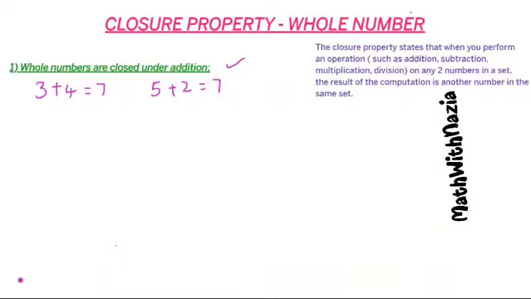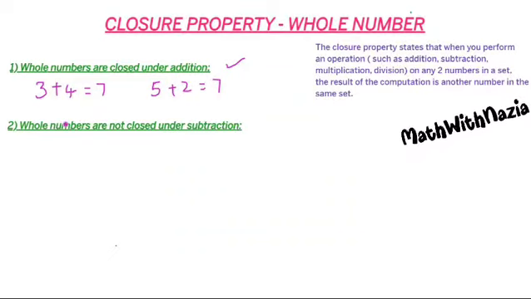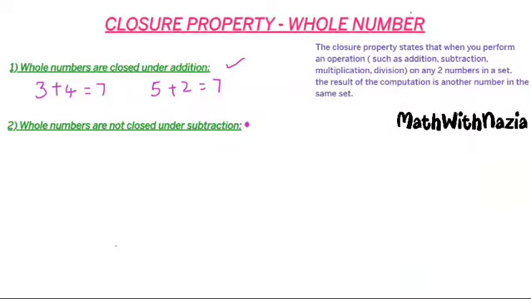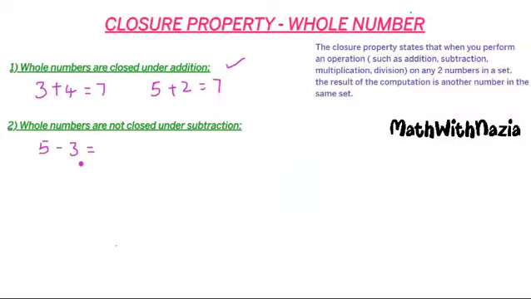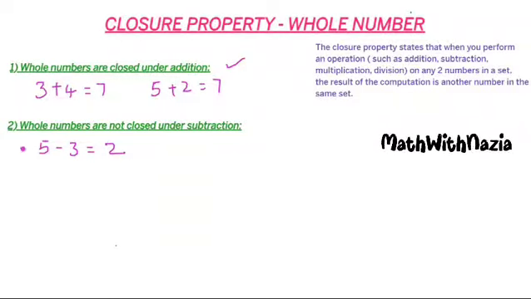Now let's take our second property: whole numbers are not closed under subtraction. For subtraction, let's take a few examples and see whether it is closed or not. Let me take an example, 5 minus 3. What is our answer? It's 2. As you can see, 5 is a whole number, 3 is a whole number and 2 is also a whole number. So we could say that it is closed under subtraction.